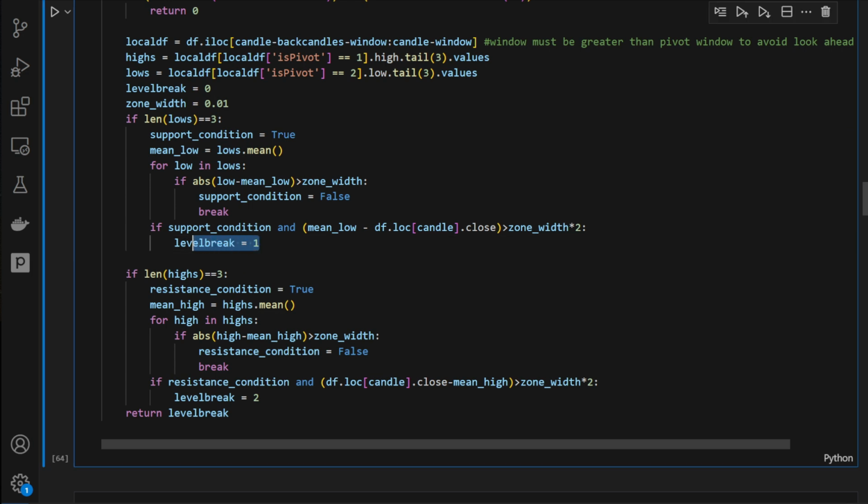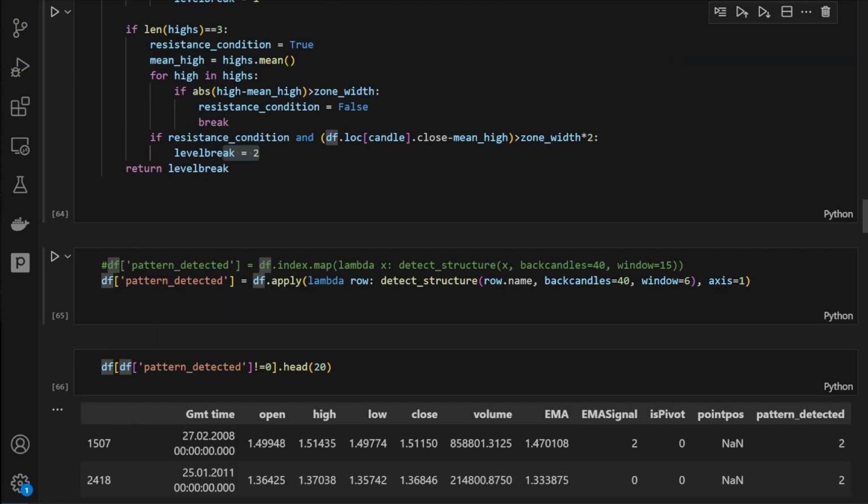So if we have a support breakout, we're returning 1, because it's breaking down in the downtrend direction. And in the opposite direction, if we have a breakout of a resistance level, we're returning 2. So this is the level break variable that we're returning here. Again, we're applying this function to the whole data frame.